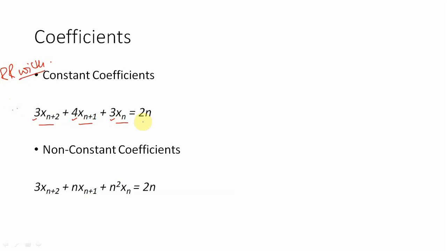So this is called a recurrence relation with constant coefficients. Whereas if you see over here, this coefficient is 3, but this coefficient is no longer constant. The coefficient over here is n, and the coefficient over here is n square, which is once again the variable. So here this is a recurrence relation with non-constant coefficients.